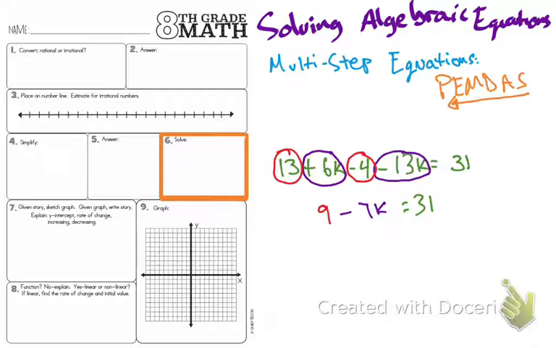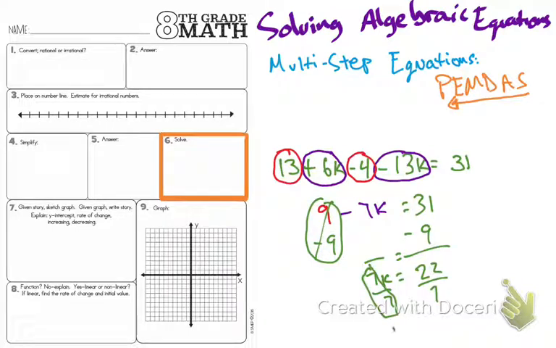That means I have to get rid of my plus 9 first. So I'm going to go ahead and get rid of my plus 9 by minusing 9. And then I can get rid of my divide by 7. I ended up with 7k equals 22. I'm going to divide by 7. And that tells me that 1k is equal to 3.14287. And you could round that if you were asked to round that, or you could also just write it as a fraction as well. Either of those things work.